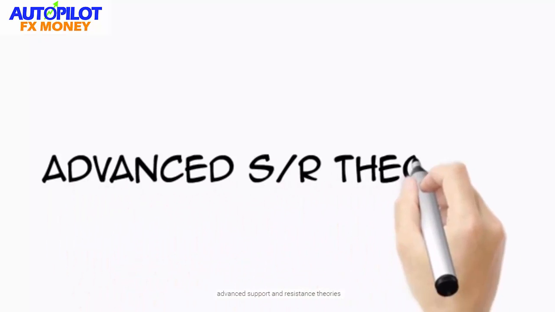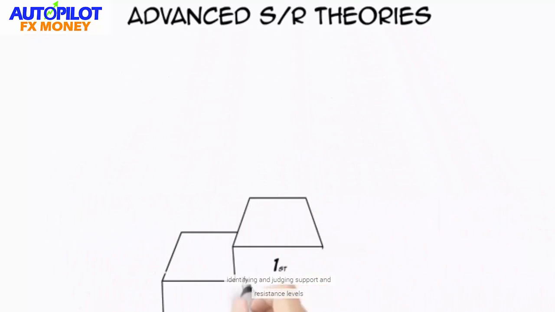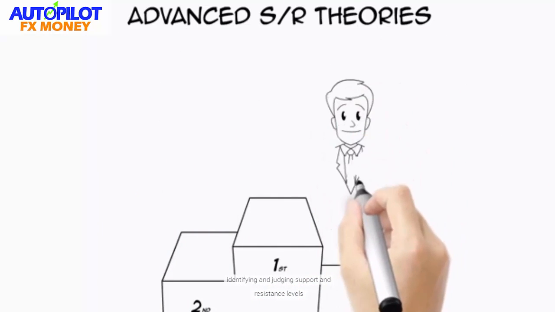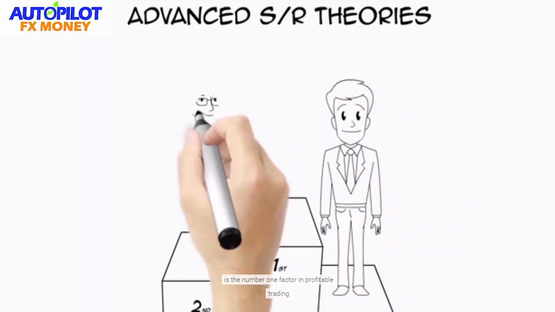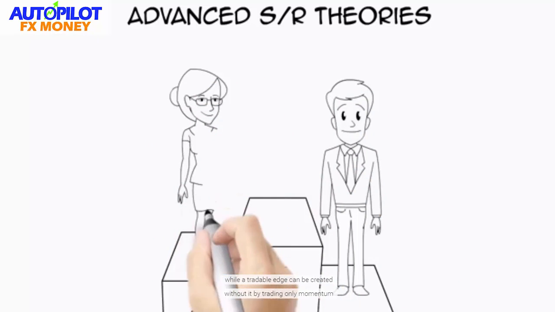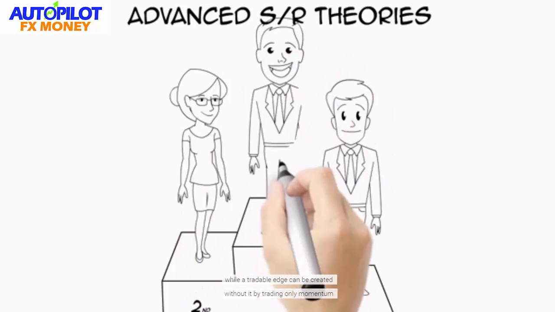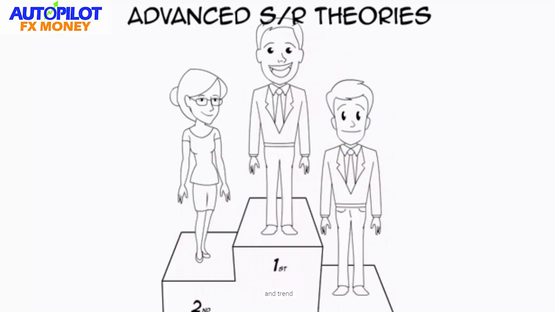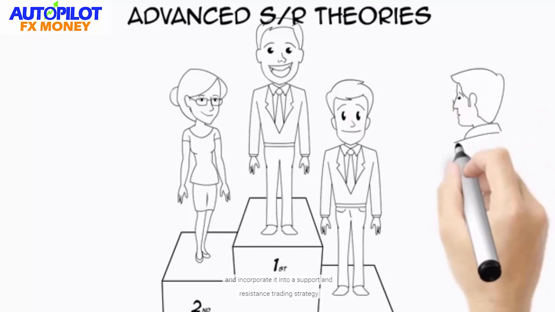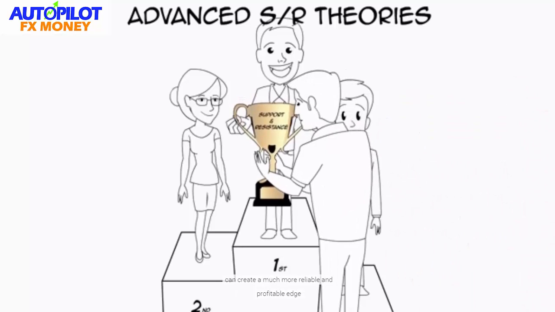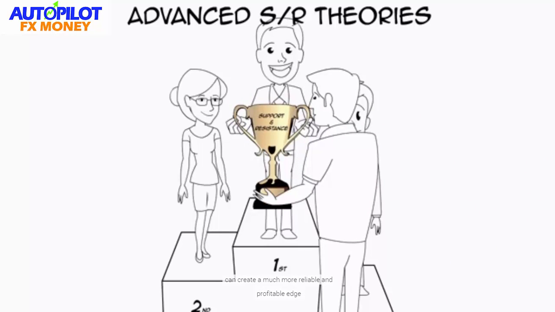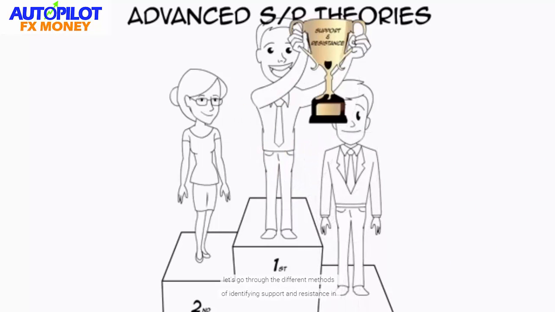Advanced support and resistance theories. Identifying and judging support and resistance levels is the #1 factor in profitable trading. While a tradable edge can be created without it by trading only momentum and trend, traders that correctly identify support and resistance and incorporate it into a support and resistance trading strategy can create a much more reliable and profitable edge. Let's go through the different methods of identifying support and resistance in order of reliability.